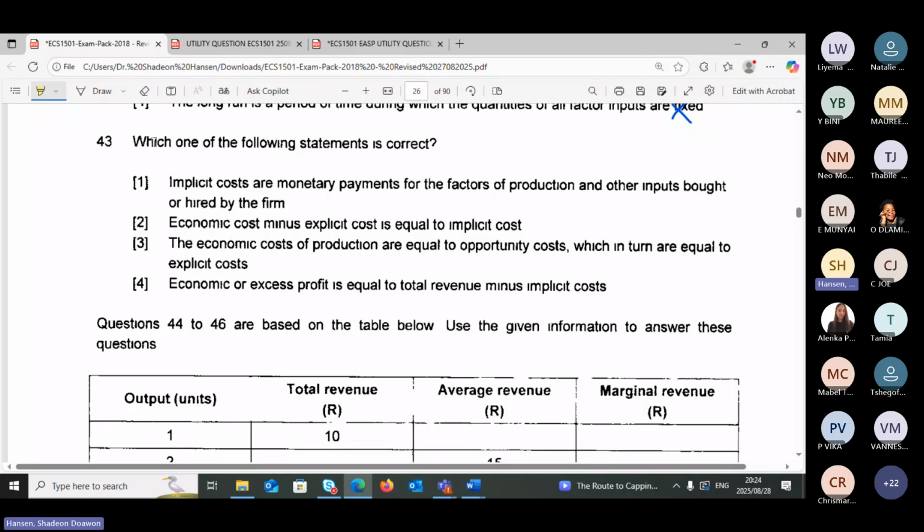Okay, let's look at question 43. Question 43 says, which one of the following statements is correct? So it talks about implicit costs and explicit costs. All right. Now, let's see. Option number 1 says implicit costs are monetary payments for factors of production and other inputs bought or hired by the firm.